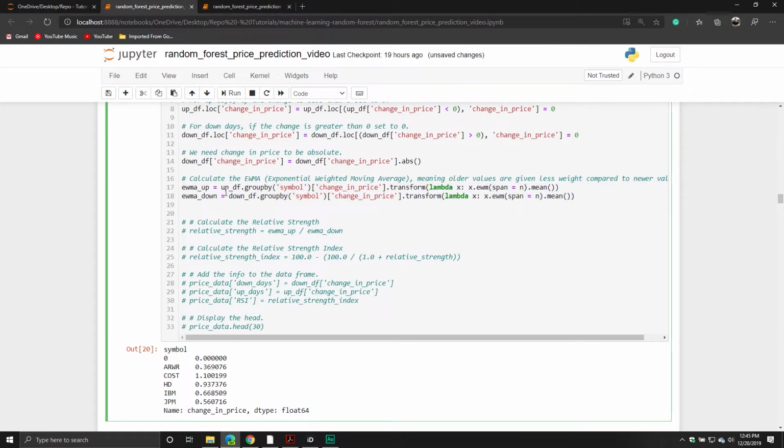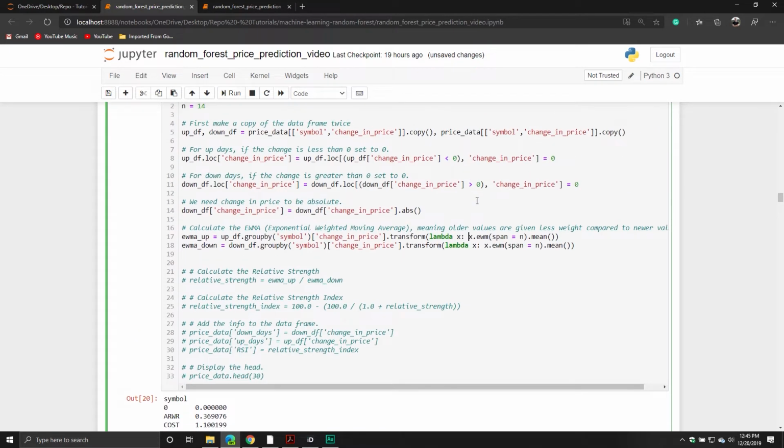So for each data frame, I group by the symbol, I select the change in price column, then I call the transform method. Then I pass through this lambda function, and maybe this isn't the exact way to think about it, but for each row in that group, I take my exponential weighted moving average, I specify the size of my window, in this case 14, and then I specify the aggregation.